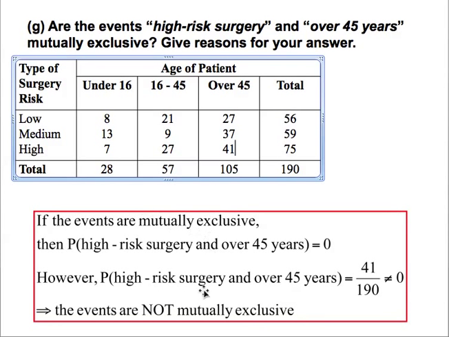Now, how I have it here is how you're expected to write it out in the exam or on your assignments. If the events are mutually exclusive, then the probability of a high risk surgery and over 45 will be equal to 0. However, the probability of high risk surgery and over 45 years is 41 over 190, which is not equal to 0. Therefore, this implies that the events are not mutually exclusive. All right.